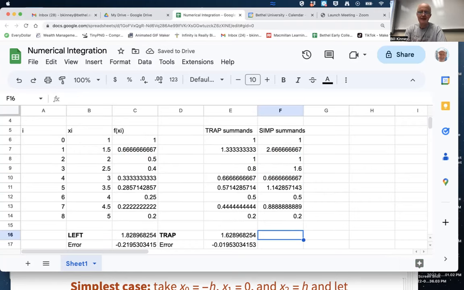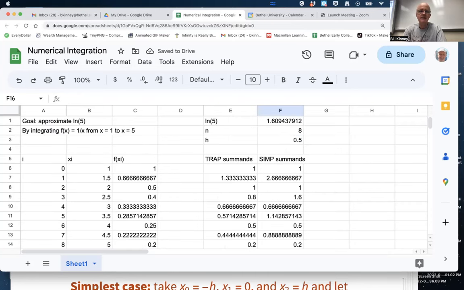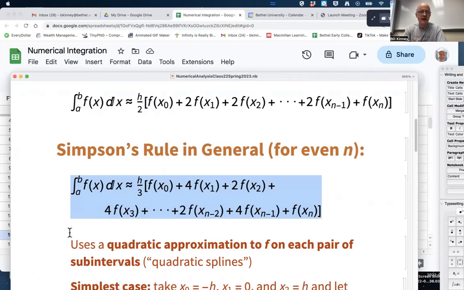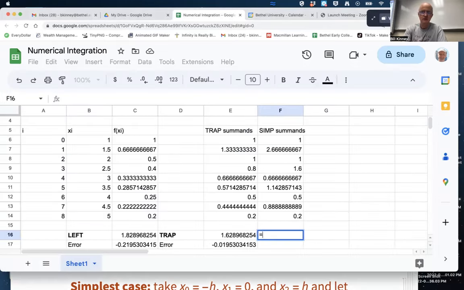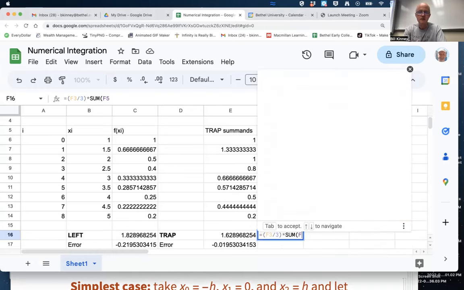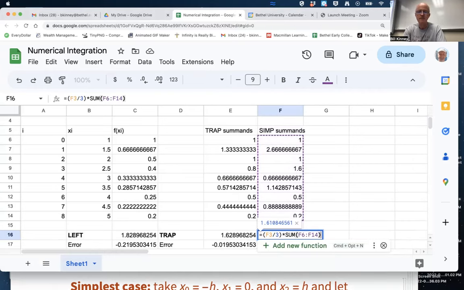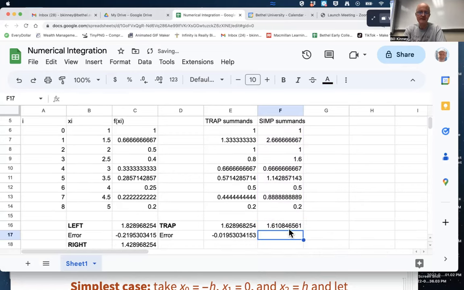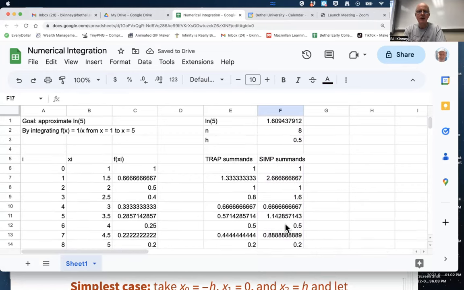And then, again, H is in cell F3. Divide H by 3 this time instead of by 2. F3 divided by 3 times the sum of F6 through F14. And this should be the best approximation. There it is. Is the error positive or negative?